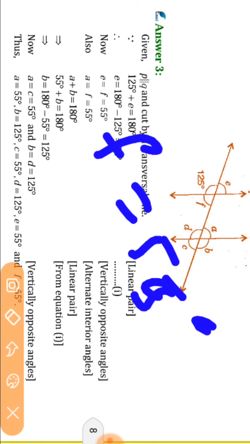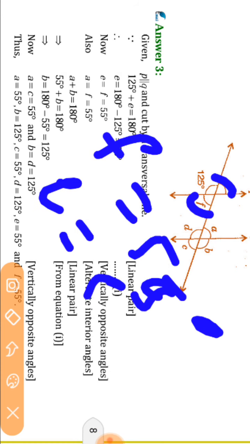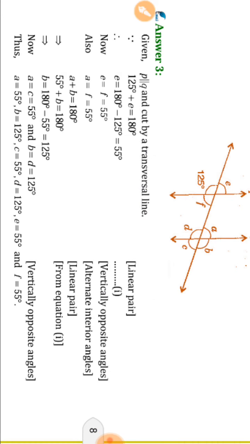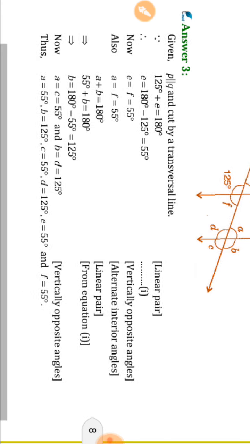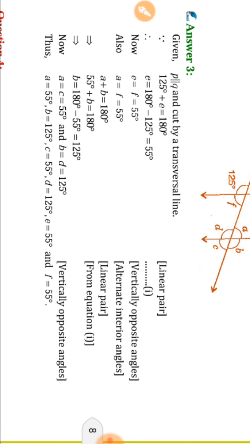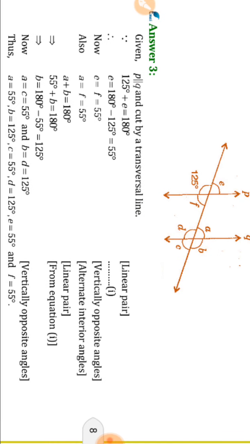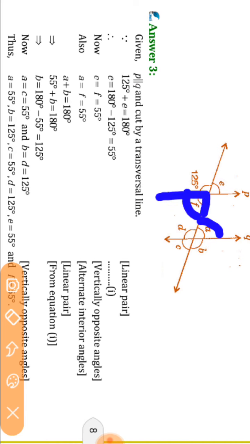Now if F is 55 degrees, F and E are vertically opposite angles, so E is also 55 degrees. So instead of this line, you can take this line also to find the E value first. Afterwards also you can say E is equal to F. Again A is equal to F. This angle A is equal to F. Why? Because these are alternate interior angles. So A is also 55.